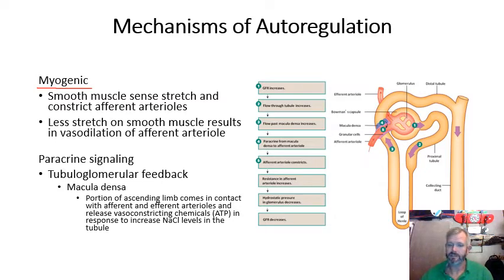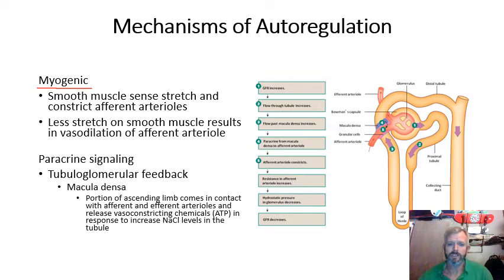On the opposite end of the spectrum, if there's low blood pressure, there's low stretch on those vessels, and there'll be lower pressure here. So how can we increase it? Those cells of the afferent arteriole will dilate. We dilate, send more blood into the glomerulus. That increases pressure, and we can maintain the filtration rate there. Okay, so that's the myogenic autoregulation.